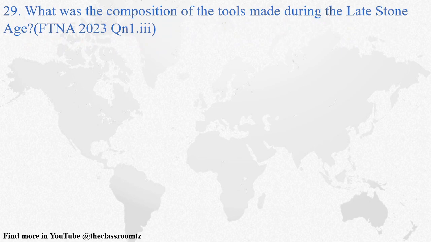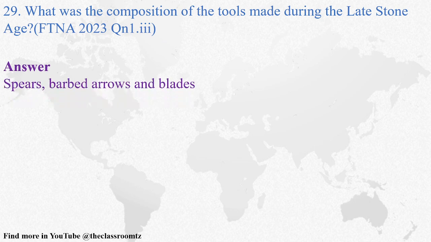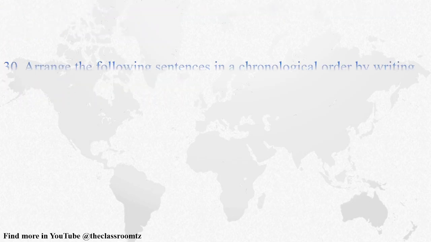Question number 29. What is the composition of the tools made during the Late Stone Age? This was the correct composition: spears, barbed arrows, and blades. These were the correct composition.